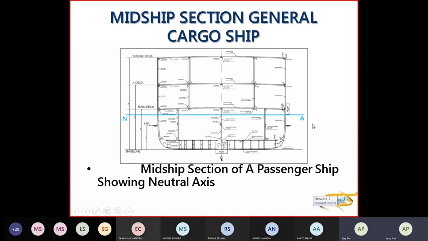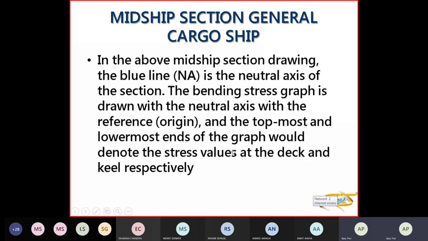So the blue line here is a midship section of a ro-ro passenger ship. We don't have a passenger ship in your DTS, so we'll not do the passenger ship, but this is to explain what the neutral axis is. The maximum stresses will be at the distance from the neutral axis. The deck will be at maximum distance from the neutral axis, as well as the bottom plating and keel. So the blue line, or the NA, is the neutral axis. The bending stress graph is drawn with the neutral axis as the reference. The topmost and the lowermost ends of the graph will show your stress values at the deck and keel.